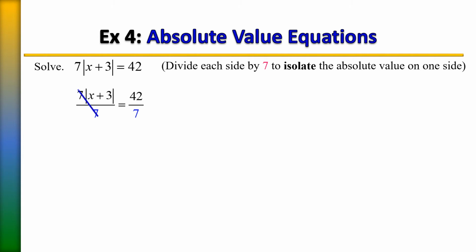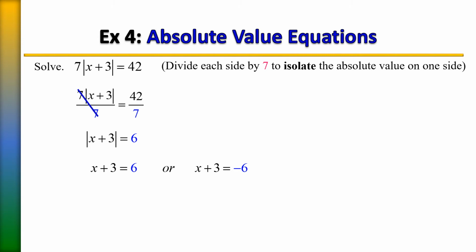So once we do our cancellations there, what we're going to be left with when we simplify it is the absolute value of x plus 3 equals 6. Now again, since this number 6 on the right side is greater than 0, that means that we're going to have two separate solutions, both a positive and a negative of it. So x plus 3 equals 6, or x plus 3 equals -6.